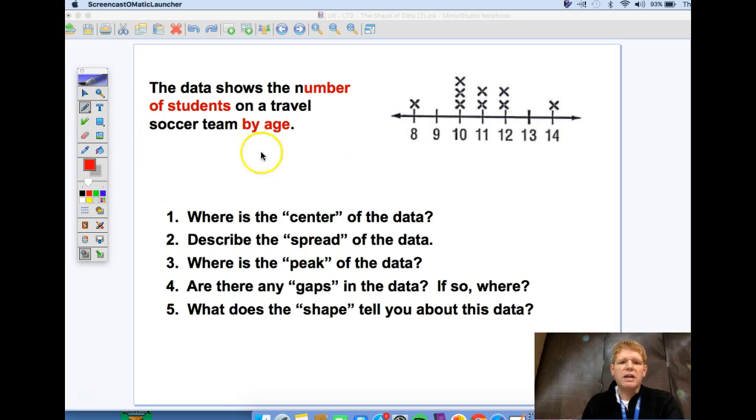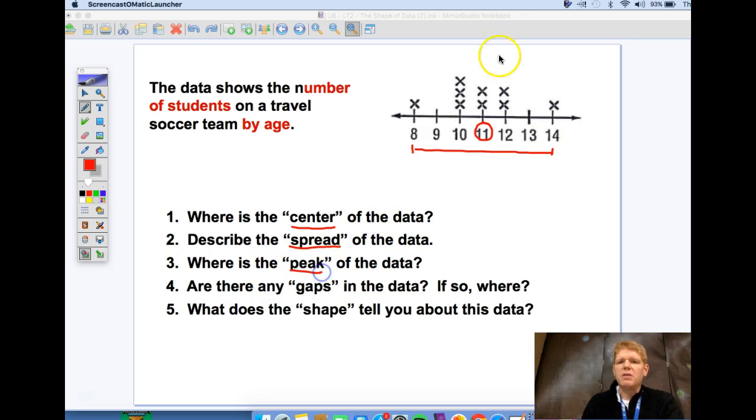So let's take a look at an actual data set that we have. The data shows the number of students on a travel soccer team by age. So let's see what we can find out. Where is the center of the data? Well, most of my data is centered right here around 11. Now the spread of the data, again, sometimes we refer to that as range. The spread of the data is from 8 to 14. When we calculate the range, we'll know what that is. The spread of the data goes from 8 to 14.